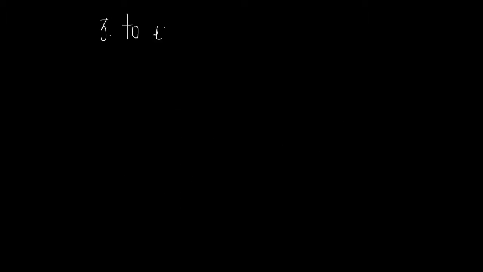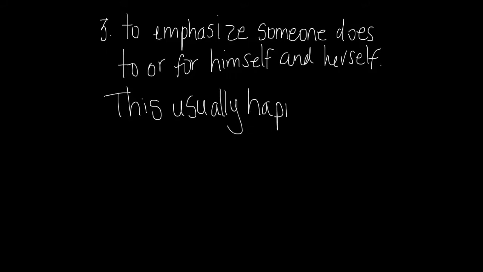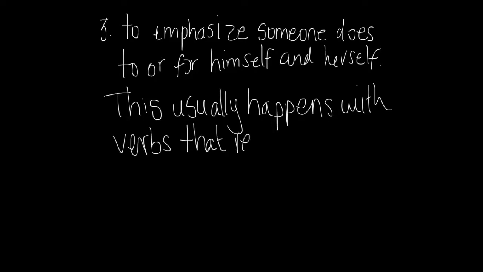So now let's take a look at our third rule, and this one is to emphasize what someone does to or for himself or herself, and this usually happens with verbs that require direct objects.